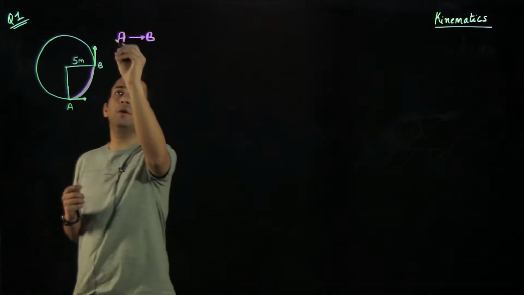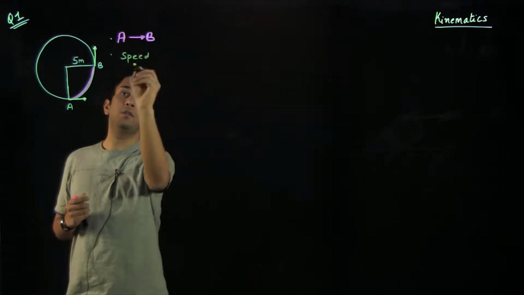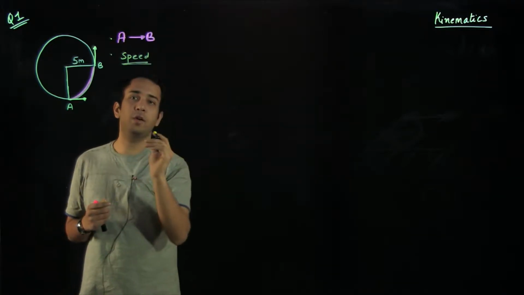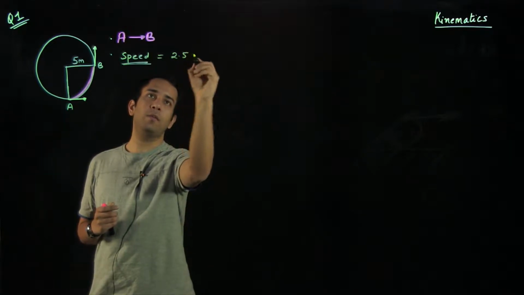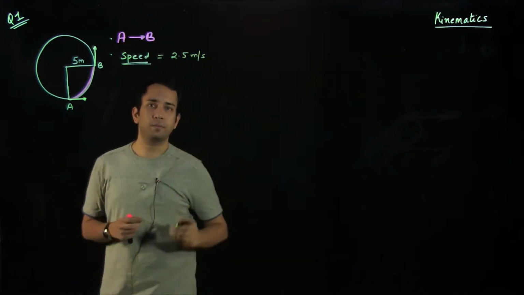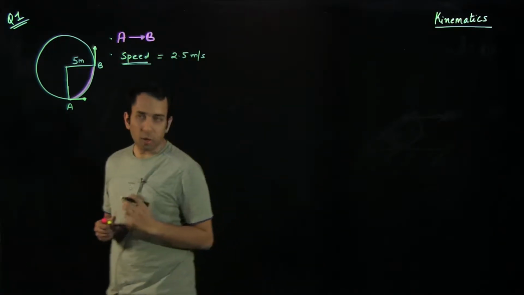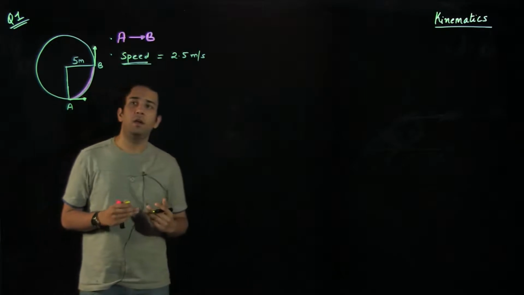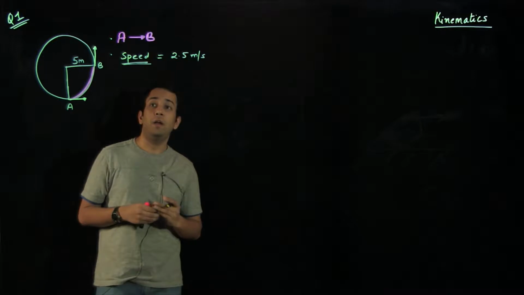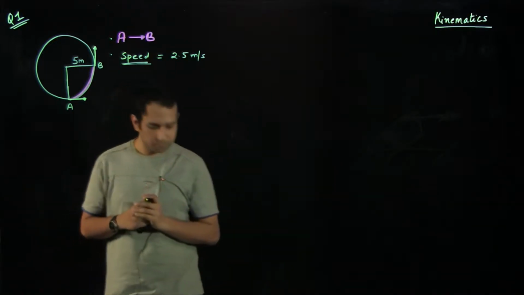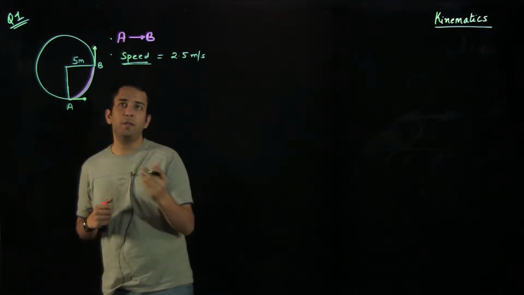The other thing which is given to us is the speed. Mind you, the speed is given, not the velocity. The speed is constant and it is 2.5 meter per second. Now we have to calculate the average velocity of the particle between A and B, and the average acceleration, and all these concepts. So first of all, what are the parameters we know?